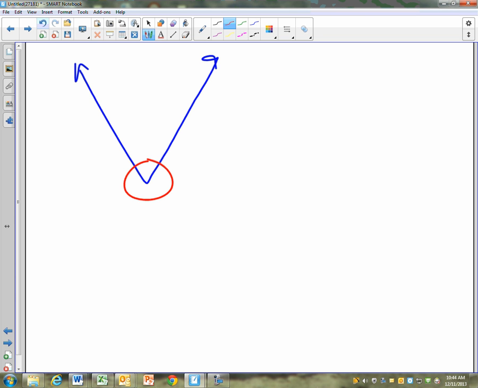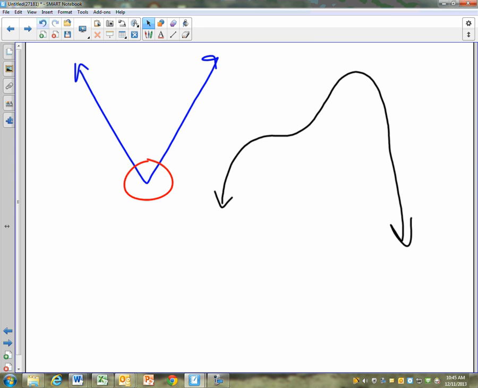Okay, here's another one. What if I do this? I want to focus on this spot right here. If I took the derivative right here, what would I get? 0. But is it a local maximum or minimum? No. So just because the derivative is equal to 0 does not mean that it is a local maximum or minimum.